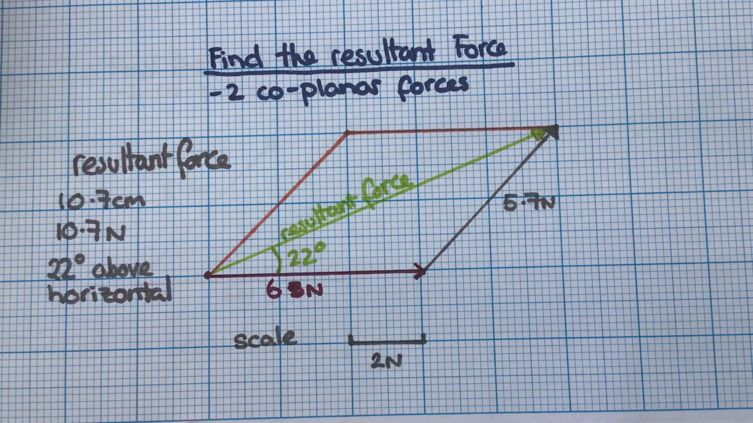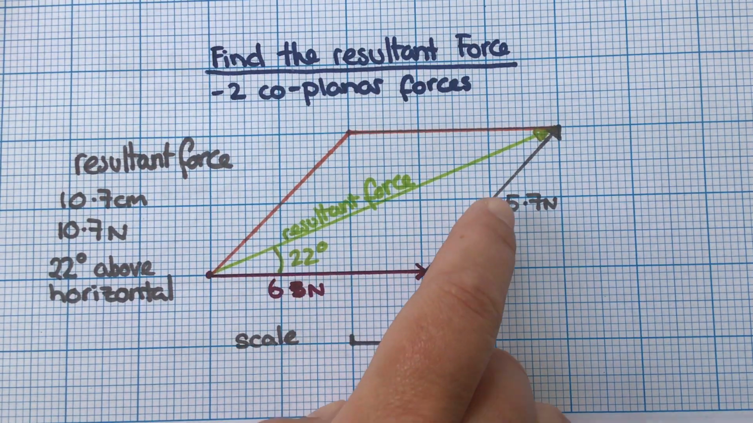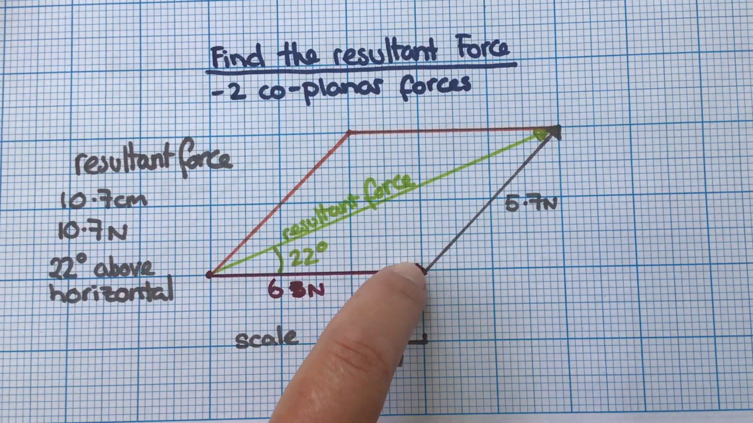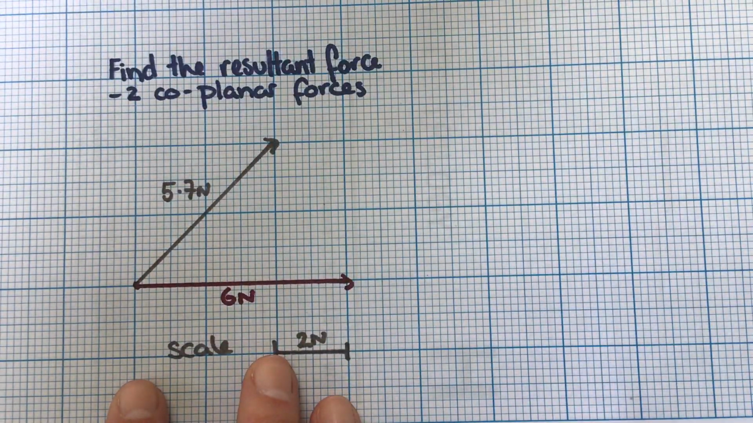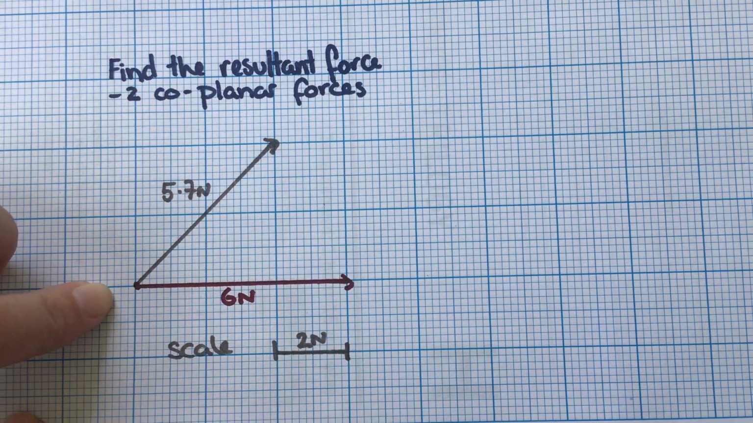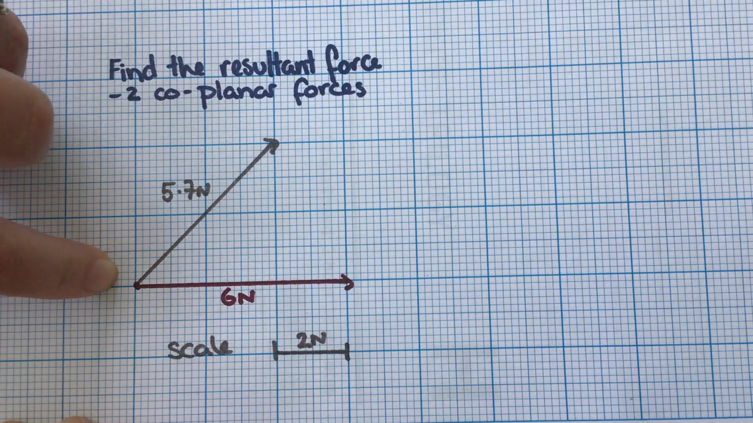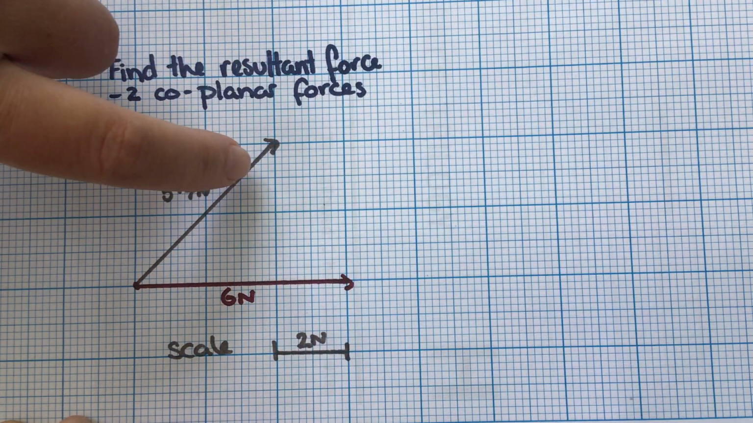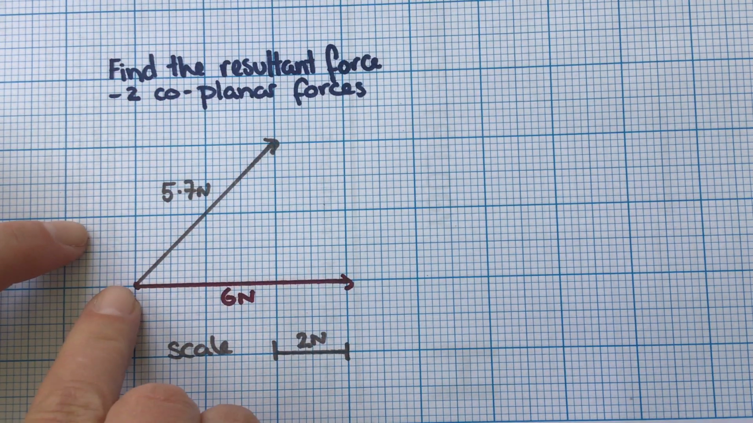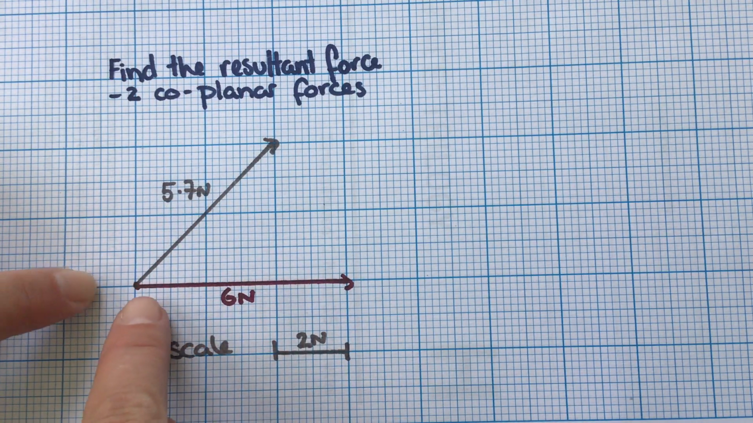But we can use this same parallelogram method if we're given two coplanar forces that aren't arranged tip to tail. So let's look at the same two forces, but the starting diagram looks a bit different. We've still got a 6 Newton force to the right, and we've still got our 5.7 Newton force in the same direction as in the previous example, but here you can see the two tails of the vectors are touching. It's not going tip to tail.